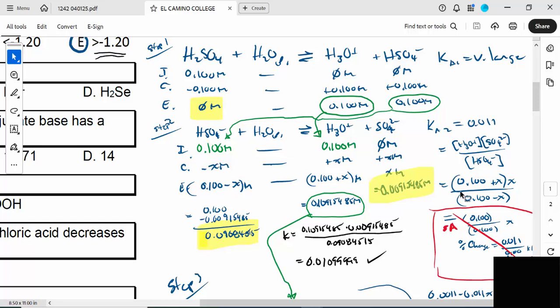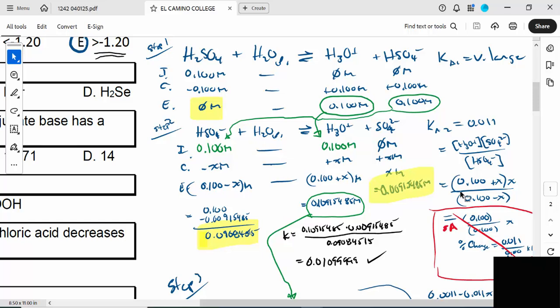And so I was looking, did you carry the products from step 1 down? Some people carried the bisulfate down, but they didn't carry the hydronium. You have to carry both down. Those are common species between step 1 and step 2. Then we set it up.